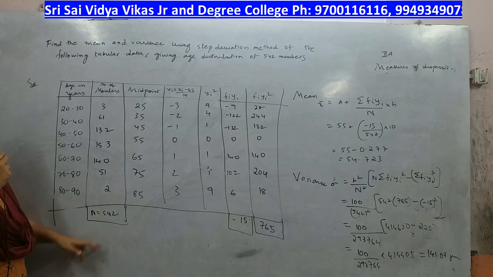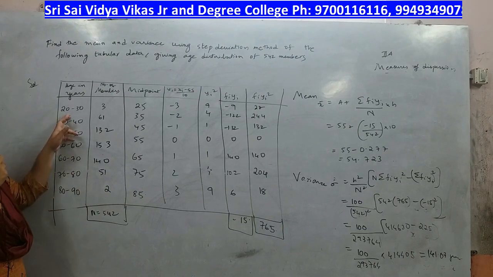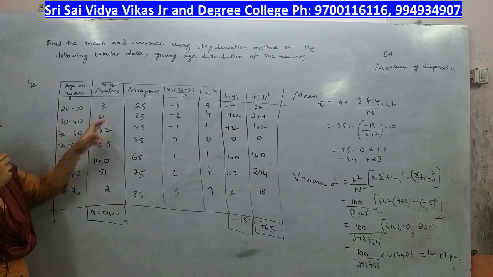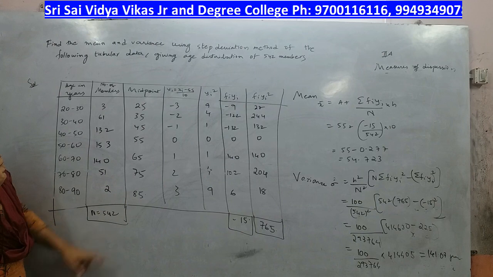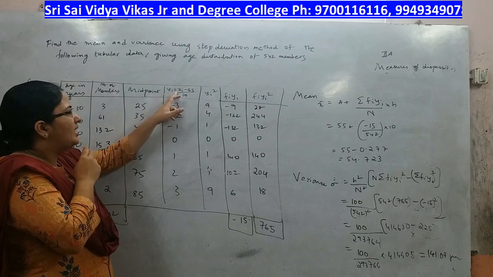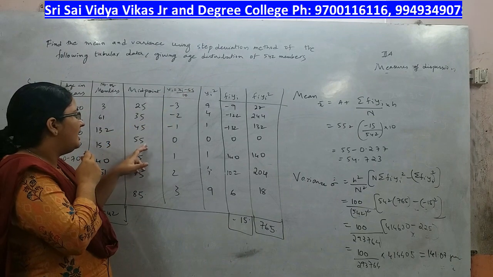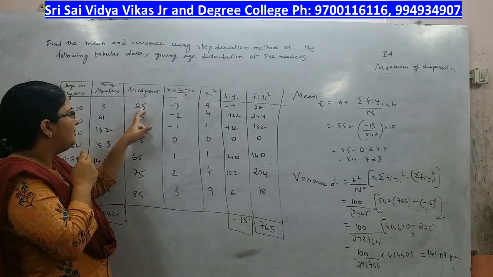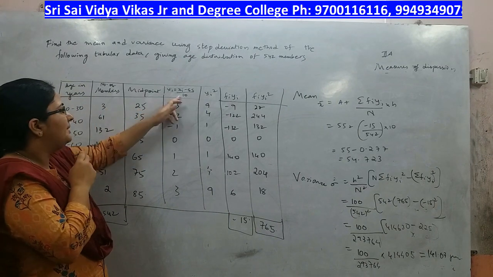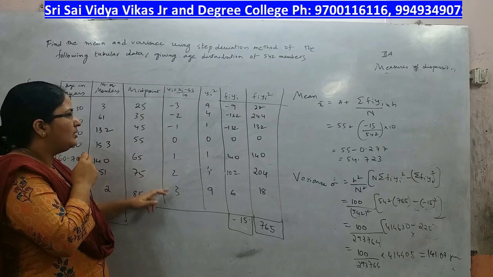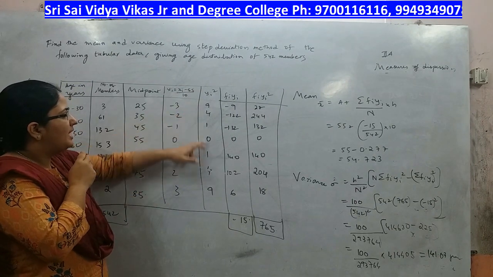First thing that you have to find is midpoint. How to find midpoint? 20 plus 30 by 2, 30 plus 40 by 2, 40 plus 50 by 2. Like that you will get the midpoints. Once you get the midpoints, you have to find yi. yi is equal to xi minus a by h. a you are taking as 55. xi values are these. h value is the width 10. So you get minus 3, minus 2, minus 1, 0, 1, 2, 3. Next you have to find yi square.